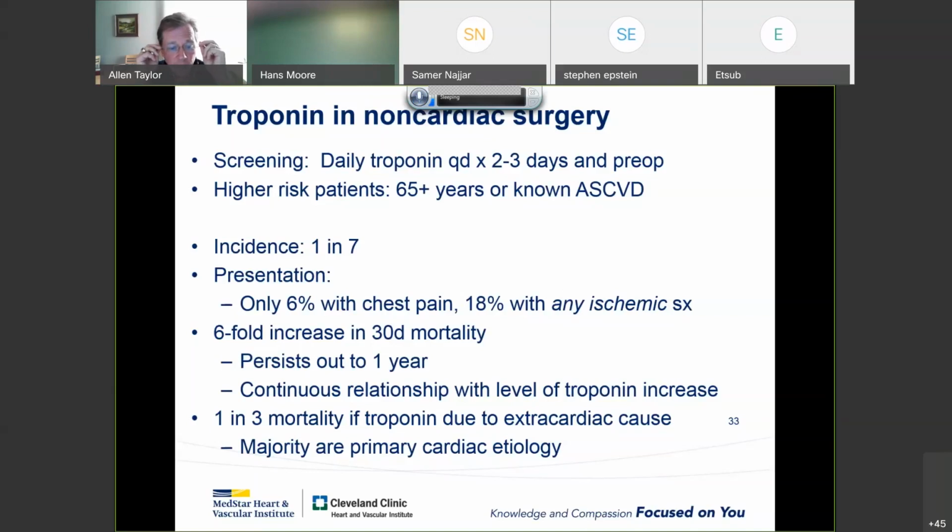And again, a 6-fold increase in 30-day mortality that persists to a year, continuously graded, and driven by both cardiac and non-cardiac triggers.